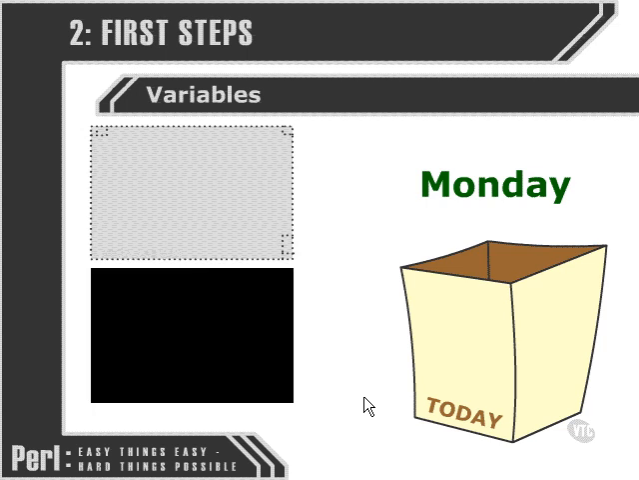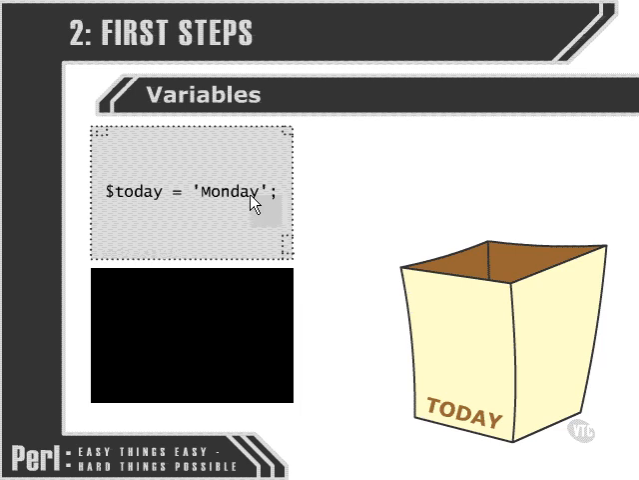Now let's take a look at how this translates into Perl. I'm going to be using these two boxes here. This one is for the code that we're going to write in Perl, and this one down here is going to be the output. So when we say today is set to Monday in this line, the value Monday is put inside the today variable. So the variable today now has the value Monday.